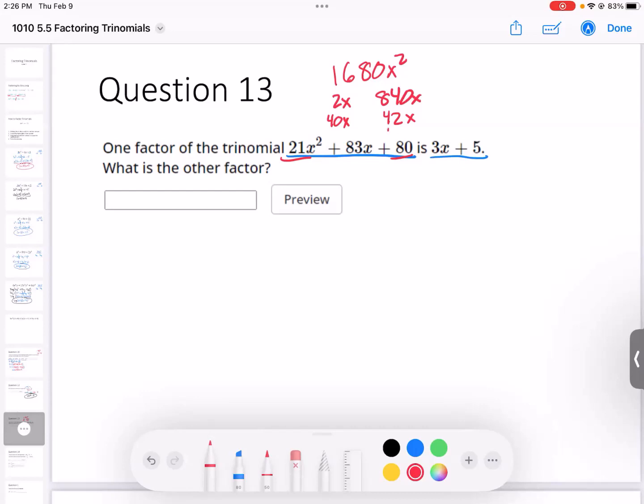48. Okay, and 48x, what's the other 45? 48 times 35. Okay, perfect. Okay, awesome. So 48x works, and its factor pair, I guess you could say, is 35x, and those do add up to 83. And so those are the two that you would use.